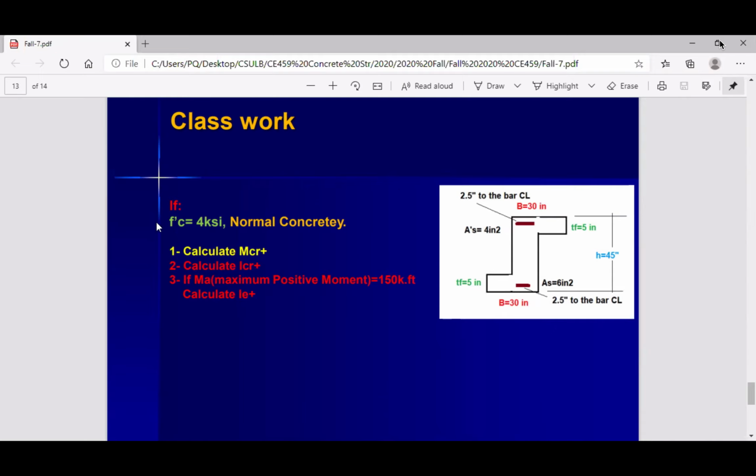Please start working on this. You don't have to completely write it down, or if you can write it and send that to me, perfect, or just do it for yourself, because I consider this a classwork to see if you can use these equations. Start, please, and go after calculating M_cr.